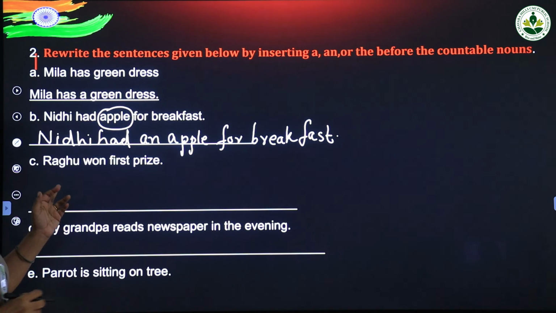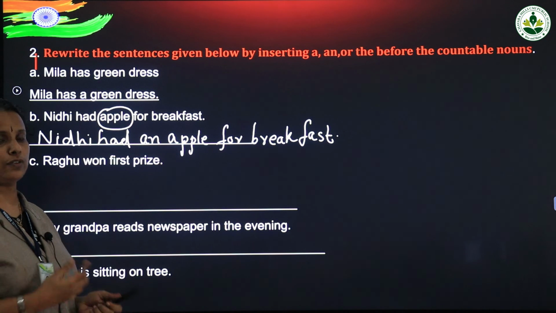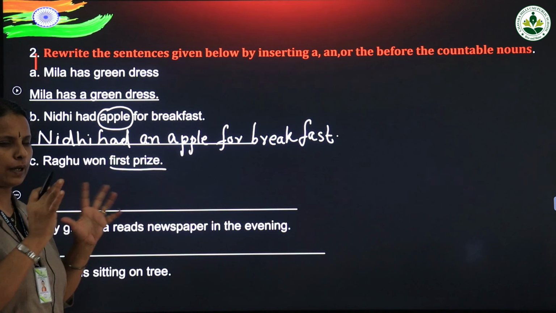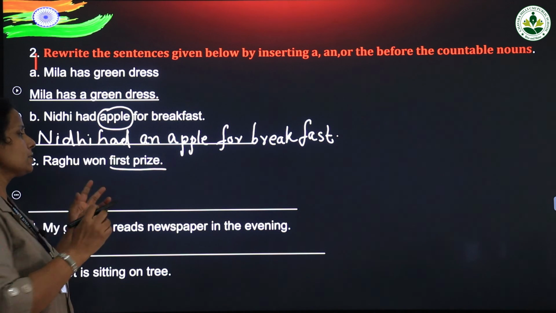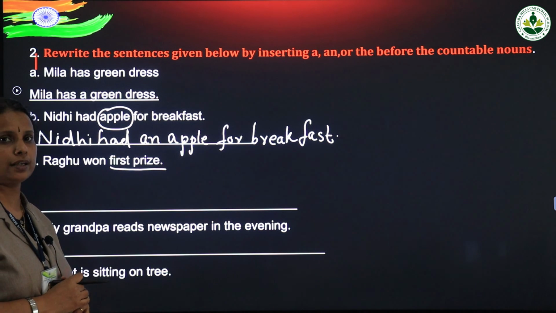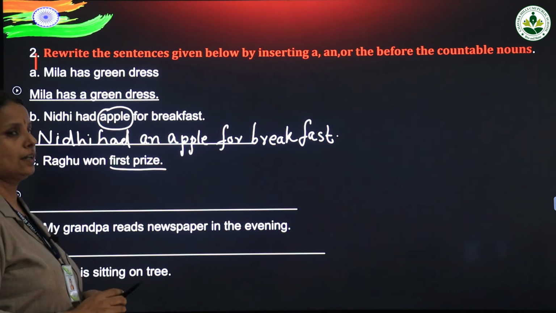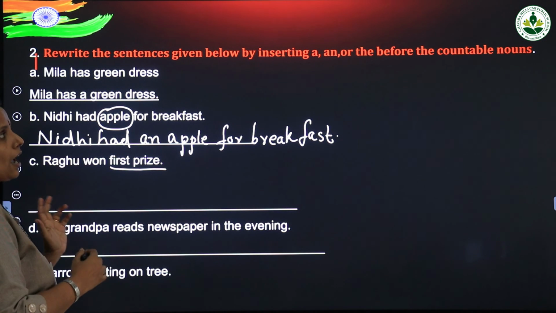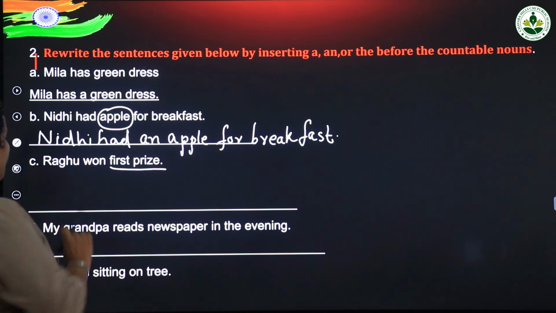In this way you have to rewrite the other three sentences. Rehu won first prize. Here first prize is the countable noun. So it's a particular type of prize, isn't it? So before that what do we have to add? Yes, the. So in that way you check the sentence and add a, an or the.